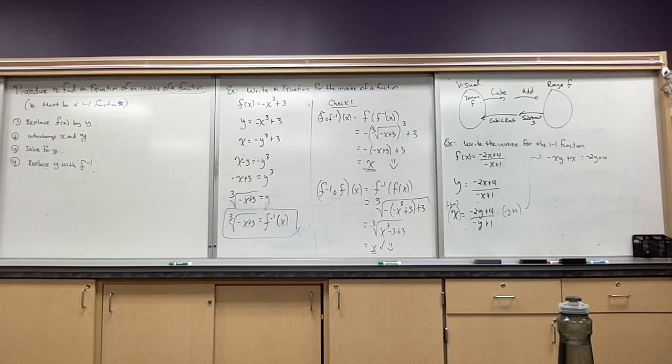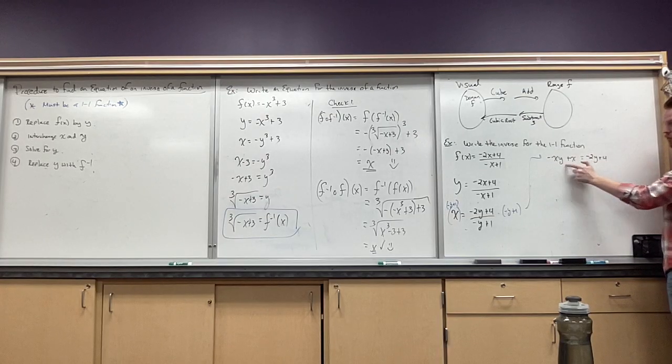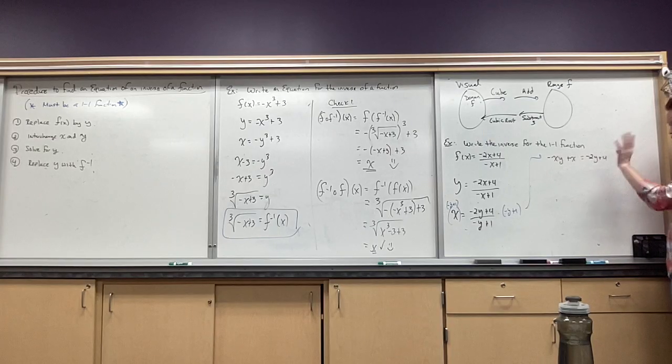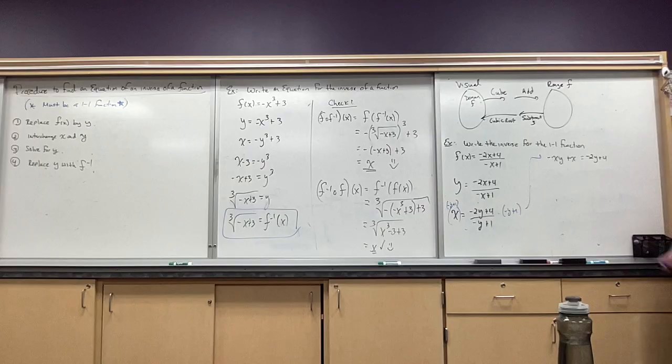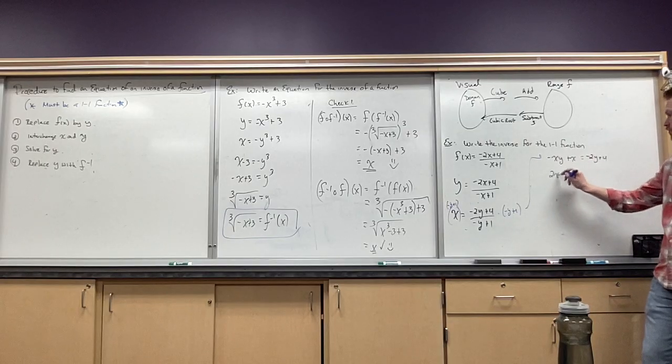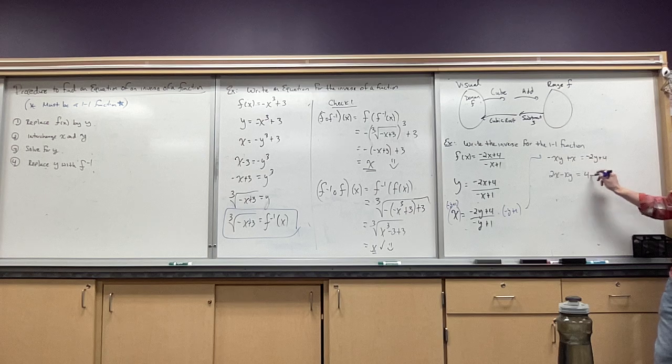Now the goal is to solve for y. What I would recommend is get any term that has y's to one side. So I'm going to add this 2y over here, and then I'm going to subtract the x over here in one step. Again, the goal: get the y terms to this side, everything else the other side. So this is going to be 2x minus xy equals, and this will just be 4 minus x.